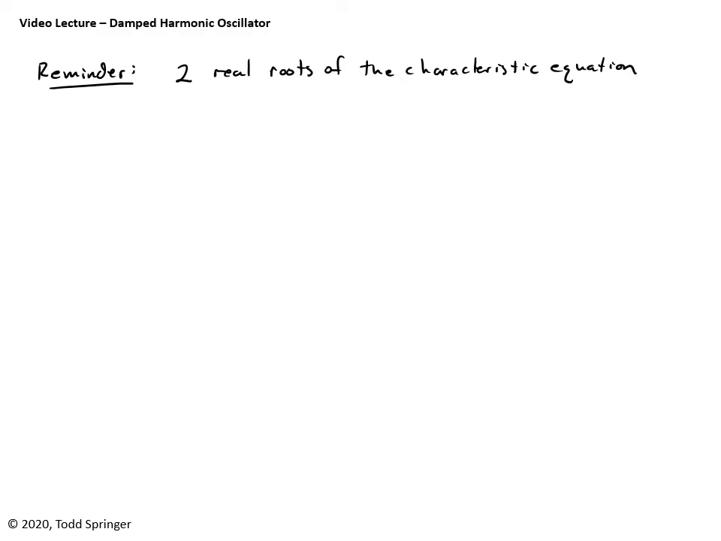Just to remind you where we've been, we've already talked about the case where the characteristic equation has two real roots. That's where we're guessing y is equal to e to the rt, and we got two real numbers, r1 and r2, as the solutions of the characteristic equation. So our general solution was a e to the r1 times t plus b e to the r2 times t. This is a sum of exponentials.